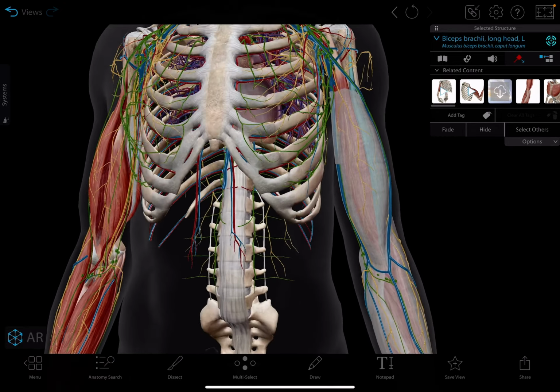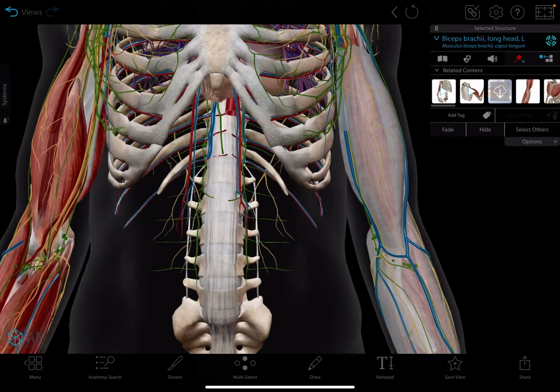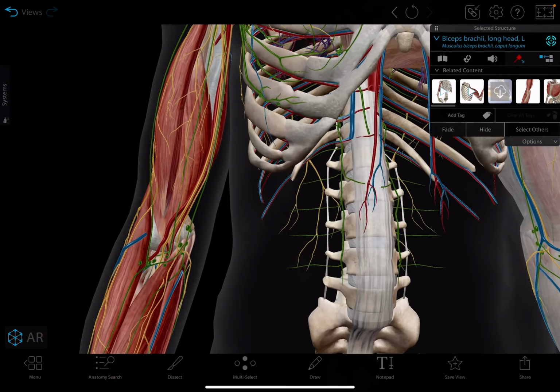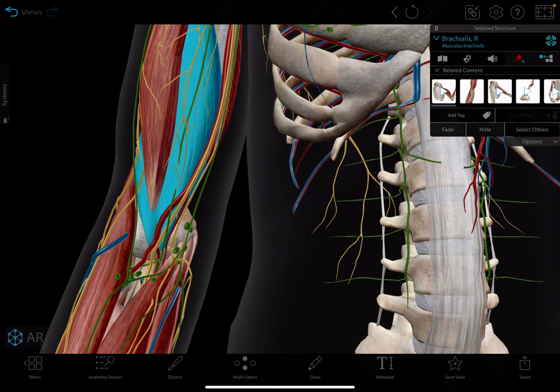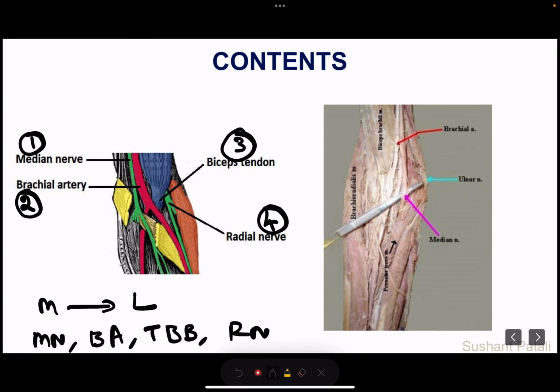So we know that, right? It is there somewhere. Okay, so the tendon of the biceps brachii muscle will be found here. So that is the most lateral structure. Right, in this picture also you can see the tendon of the biceps brachii is the most lateral structure. So medial to lateral, you have the median nerve, brachial artery, and the biceps tendon. So those are the contents.